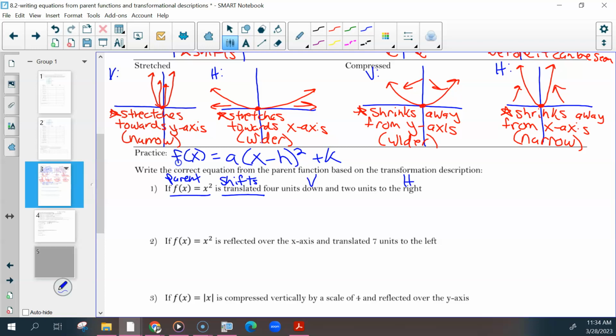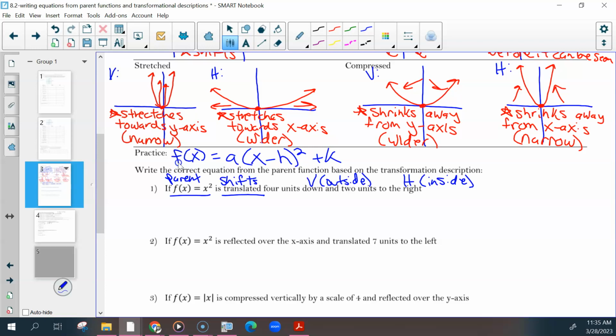So since vertical things happen outside, this would be outside. Horizontal things happen inside. So on the outside of this function, it's either going to be a or it's going to be k. And then on the inside, that's where your h is. Now this h and this h are 2 different h's, but they're related.